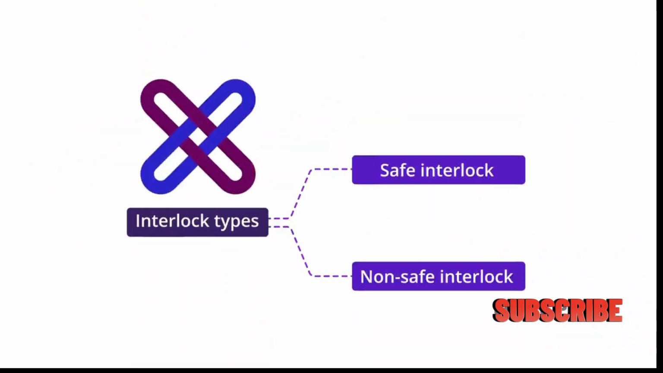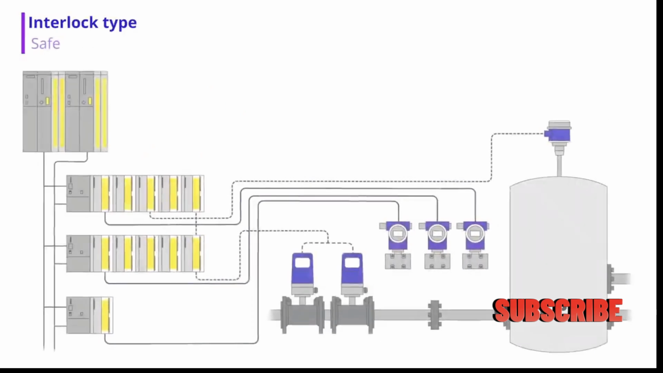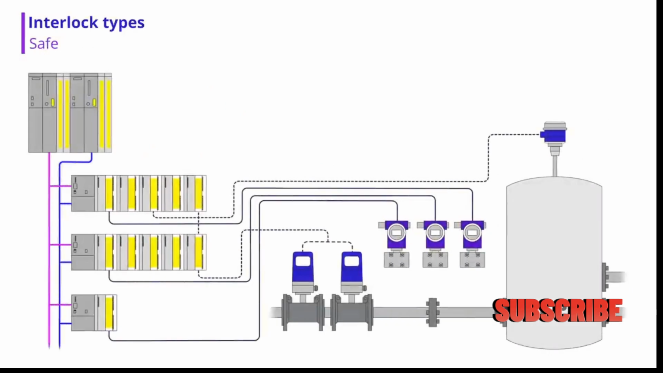There are two main types of interlocks: safe and non-safe. Some systems require safe and non-safe interlocks to create a control system. Safety interlocks are redundant designs.